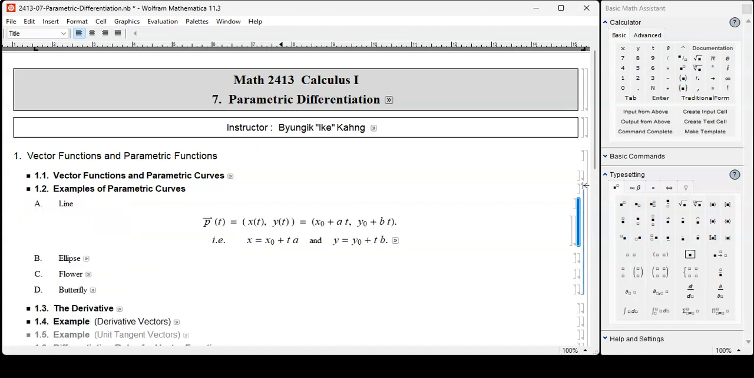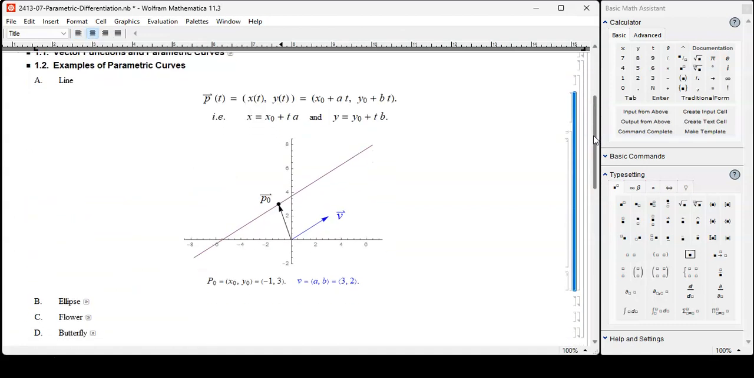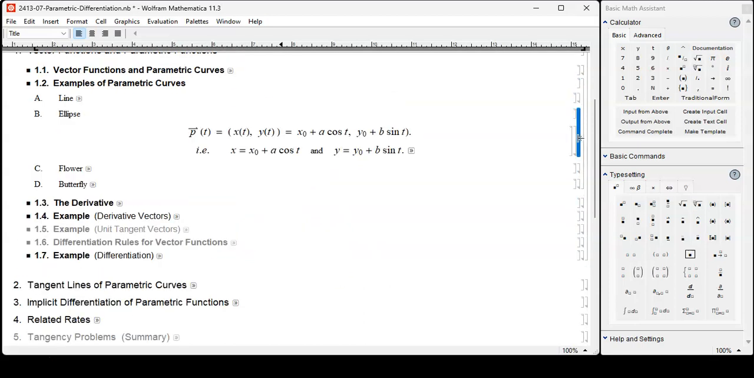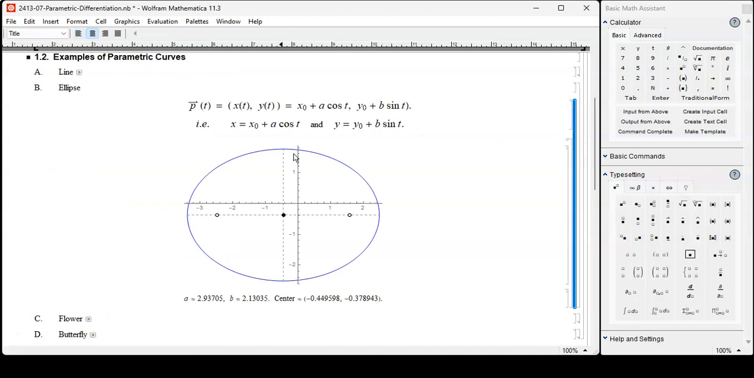Here are some examples. A parametric curve, in this case a line, defined by a vector function. X is like this and y is like that. Put together we have a vector function. Another example, in this case an ellipse. X is this function, y is that function. Put together we have a vector function. And that gives me this curve.